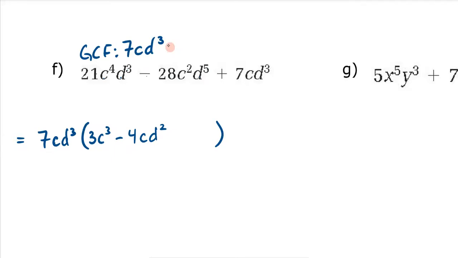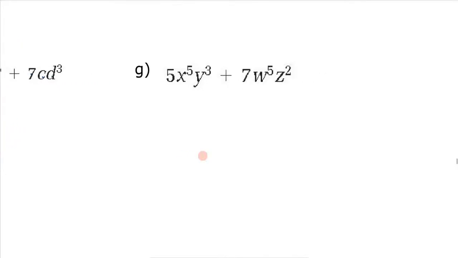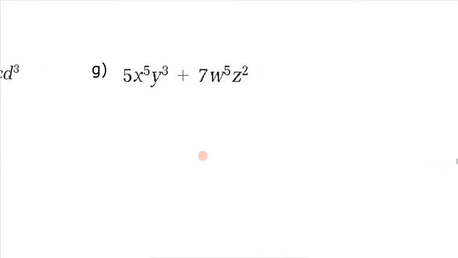And then finally, the last term, 7 divided by 7 is 1, so plus 1. C divided by c is 1. I don't need to write anything else there. D cubed divided by d cubed is 1. I don't have to write anything else there either. So my factored form is this monomial term multiplied by this expression. Okay, let's look at the next one. Common factor.